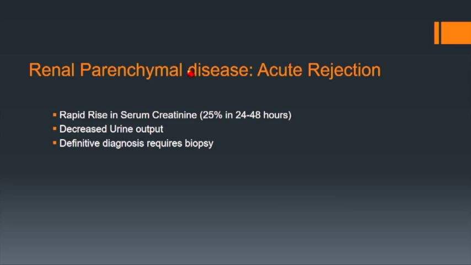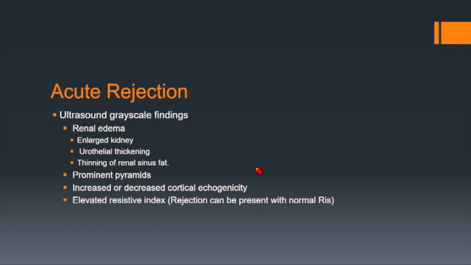Okay, so I'm going to just briefly cover renal parenchymal disease. Acute rejection. This manifests as a rapid rise in creatinine, greater than 25% over 24 or 48 hours, decreased urine output, and definitive diagnosis requires biopsy.